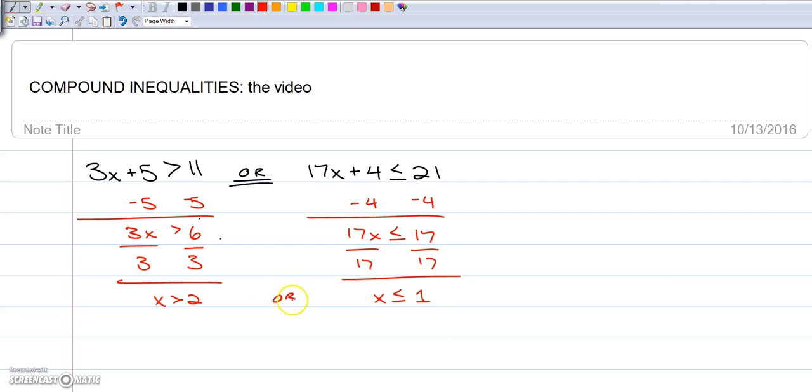This is an or problem. So the process that we outlined yesterday said, first, solve each inequality separately. The second step was to translate this into plain English. X is less than 2.